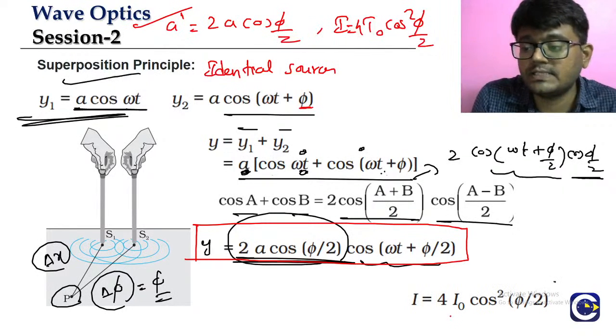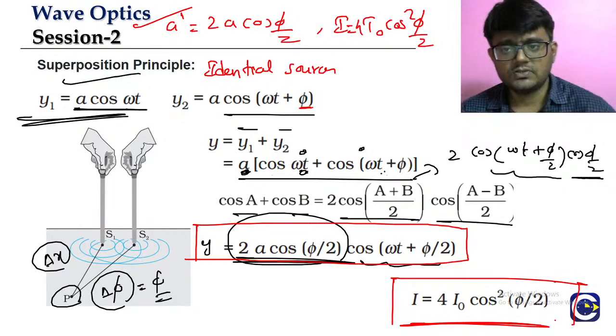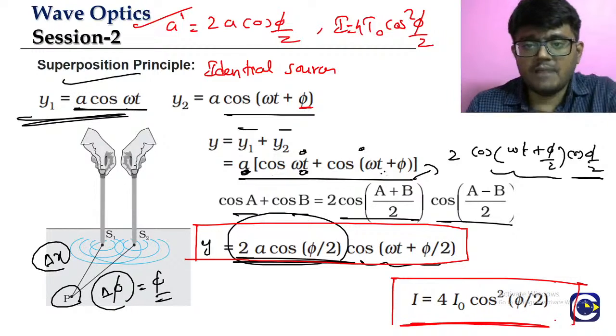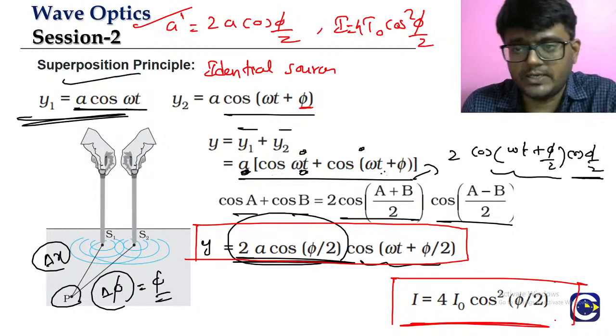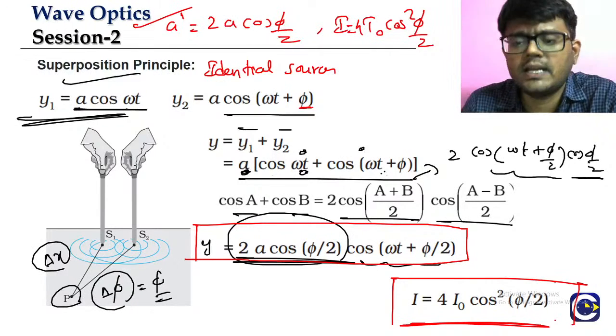So look at this. Even more than the amplitude, the intensity will be very important. So I will be equal to 4 I naught cos square phi by 2. Amplitude is 2a cos phi by 2. If you are able to remember both of them, any question generally they'll try to ask on this.